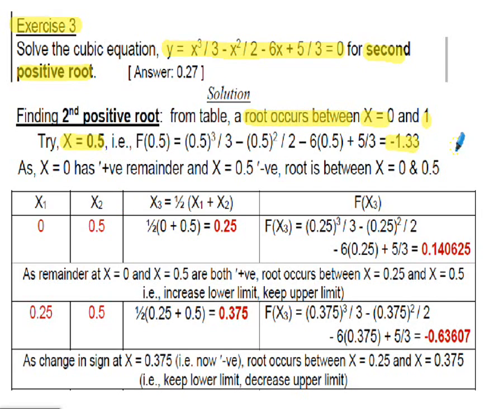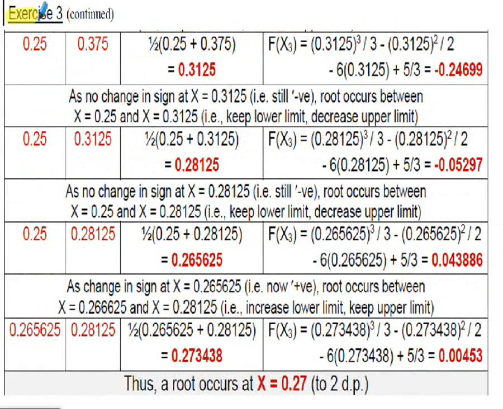That gives a negative remainder. We know that when x is equal to 0, we had a positive remainder. At x equal to 0.5, we've just shown it's a negative remainder, so the interval we're going to start with is between 0 and 0.5. So x1 is equal to 0 and x2 is equal to 0.5. I'll let you review the solution at your own pace. Exercise 3 continued. Working through the iterations, you should find to 2 decimal places the value of x is 0.27.